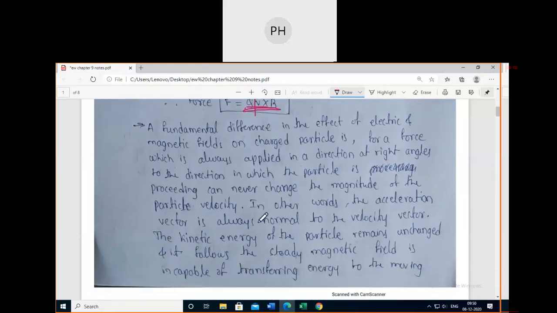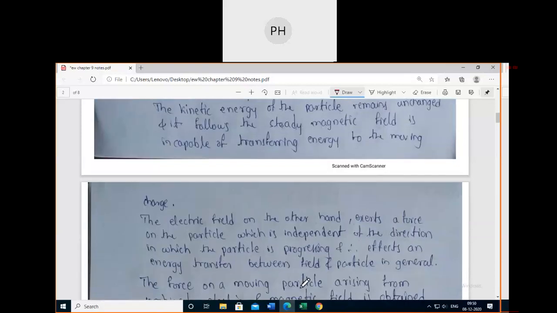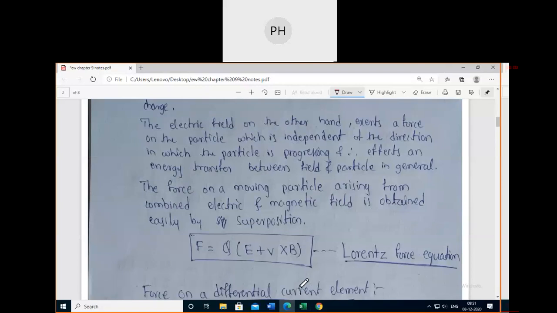A fundamental difference in the effect of electric and magnetic fields on a charged particle is that a force which is always applied at right angles to the direction in which the particle is proceeding can never change the magnitude of the particle velocity. In other words, the acceleration vector is always normal to the velocity vector. The kinetic energy of the particle remains unchanged, and a steady magnetic field is incapable of transferring energy to the moving charge.